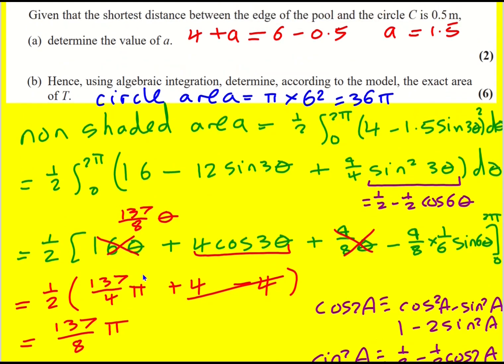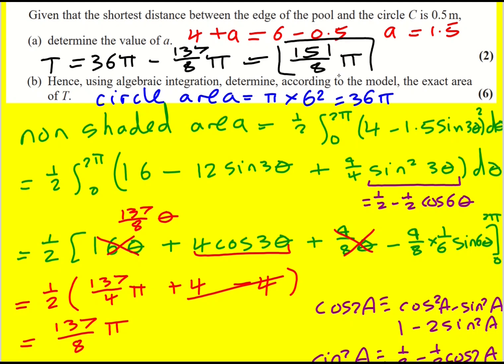And we're very nearly there. So remember, we want to find the exact area of T. So T is going to be that 36 pi we had for the circle minus 137/8 pi. Put that into your calculator and you get 151/8 pi. Nice question.